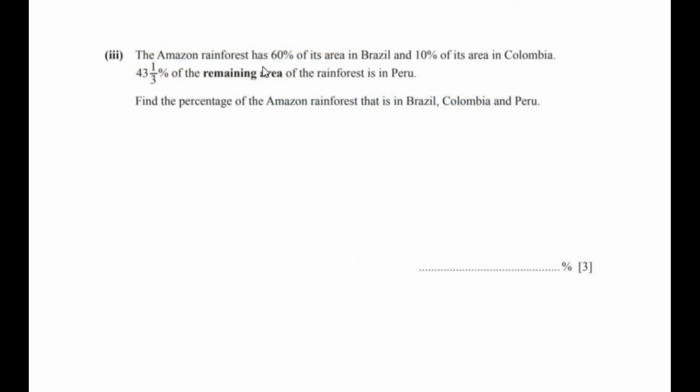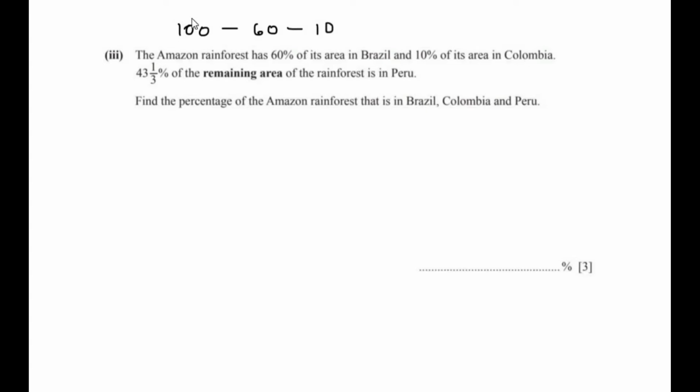The Amazon rainforest has 60% of its area in Brazil and 10% of its area in Colombia. 43 1/3% of the remaining area of the rainforest is in Peru. Find the percentage of the Amazon rainforest that is in Brazil, Colombia and Peru. So let us say that the total area of Amazon rainforest is 100%. So out of 100%, 60% of its area is in Brazil, which means minus 60. So 60 is gone in Brazil. Now 10% of its area is in Colombia, which means again minus 10. So this belongs to Colombia.